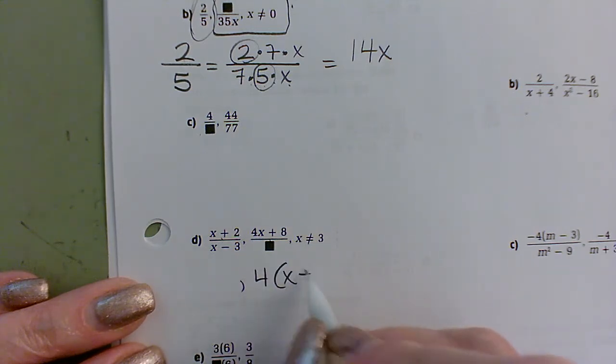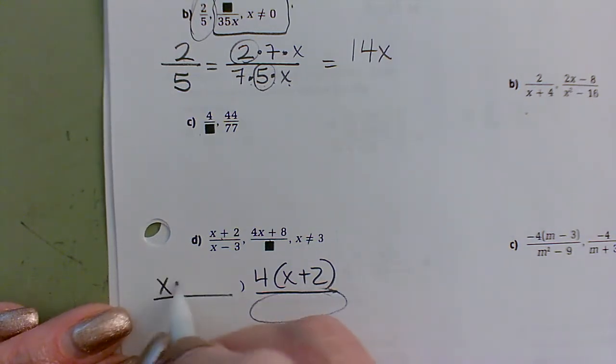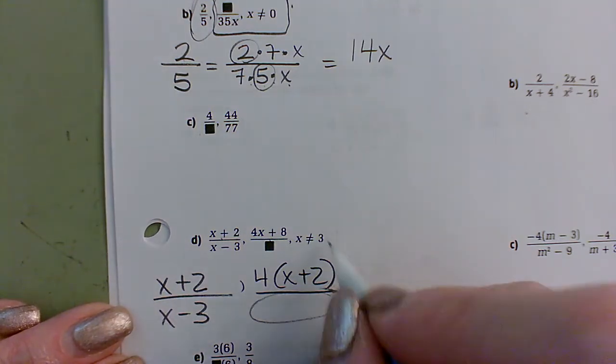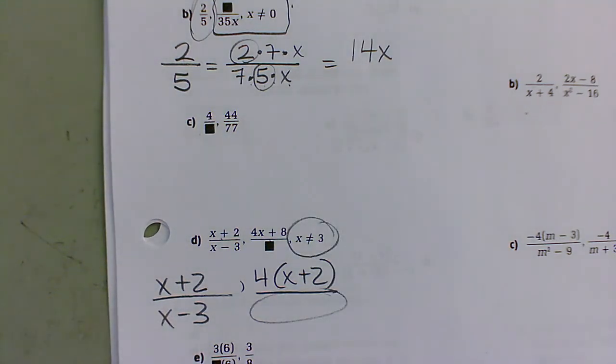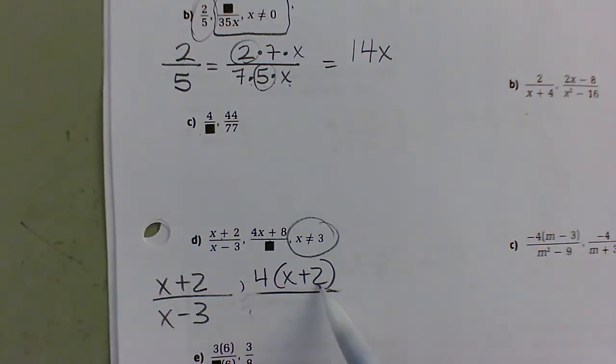I don't know what this bottom is, but I need to end up with an x plus 2 and an x minus 3. And x cannot be equal to 3. So I want to keep this guy. Do I want to keep the 4? Does my final answer have a 4 in it? So there has to be a 4 on the bottom.